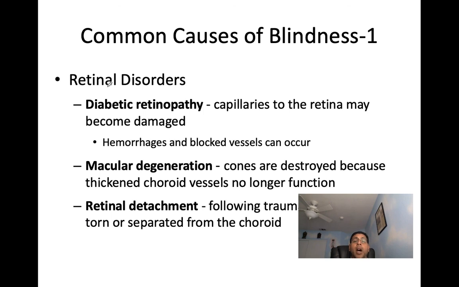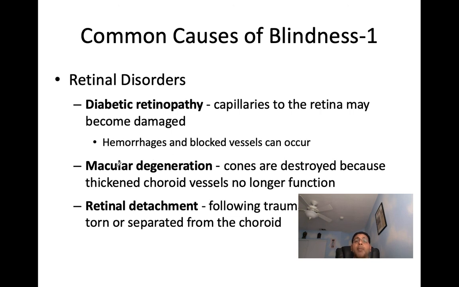We can look at now common causes of blindness. Now, first we'll look at retinal disorders. First, we have diabetic retinopathy. Here in diabetic retinopathy, the capillaries to the retina may become damaged. We can have hemorrhages and blocked vessels, leading to the retina not being able to function like it should.